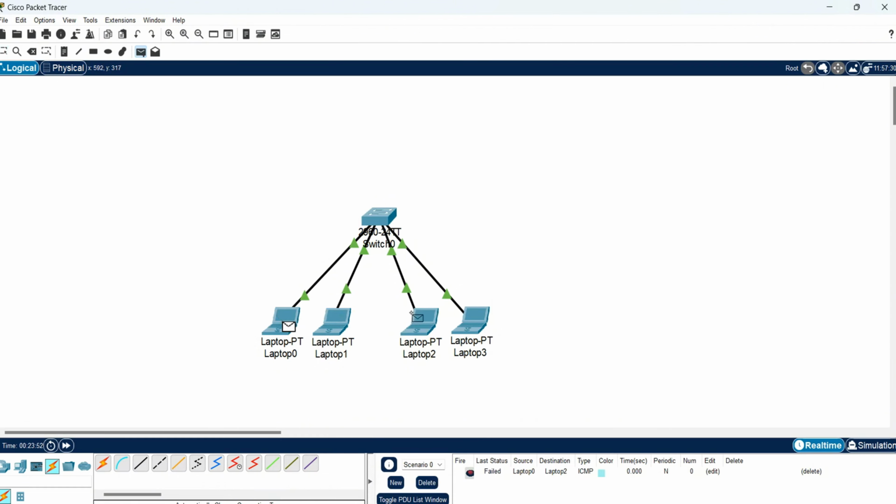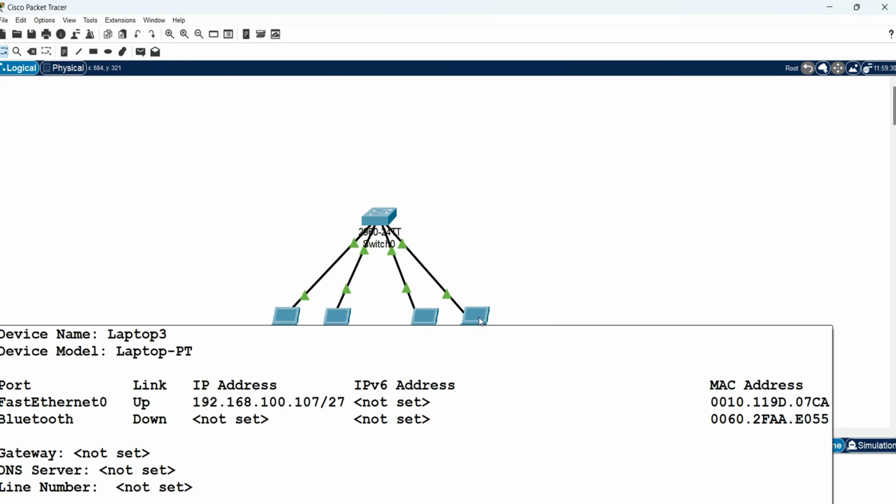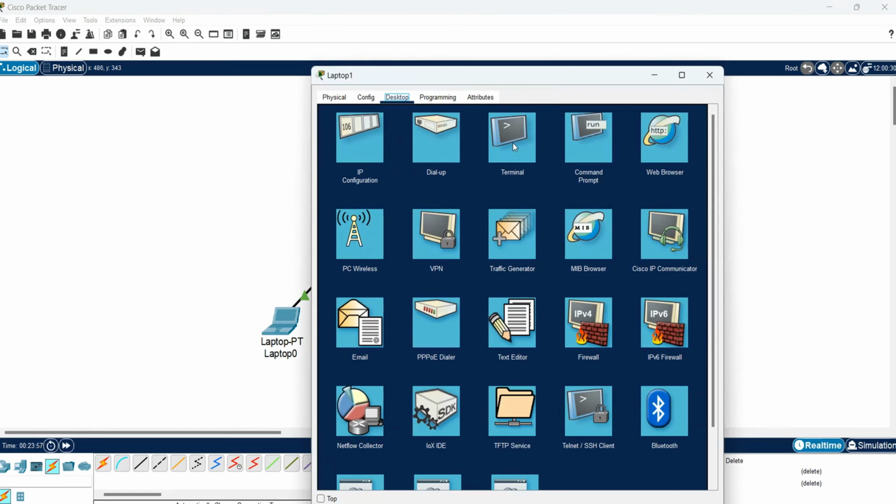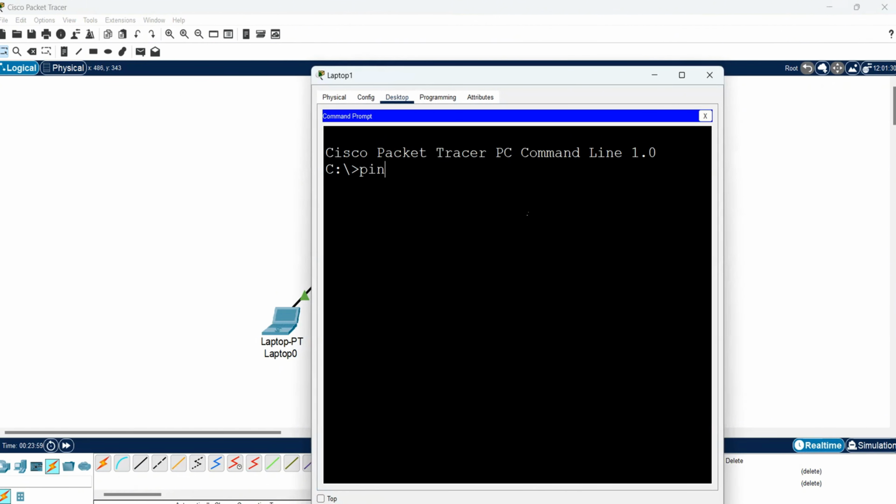So you could also open the command prompt and test it. See, it's failing. What's the IP address of this? This is 107. So if I open here and I go to command prompt and I say ping 192.168.100.127, it's not going to work. Why? They're on different networks.